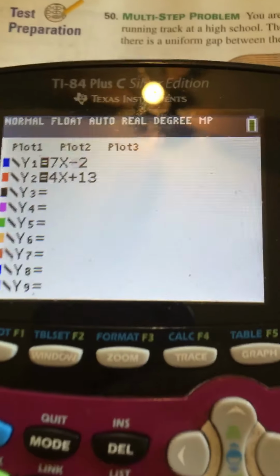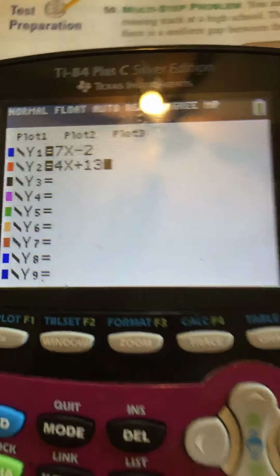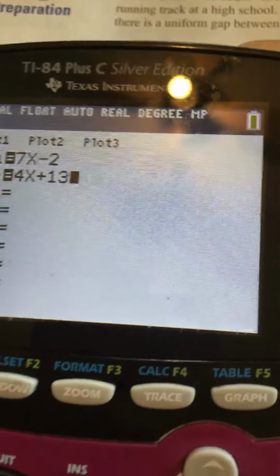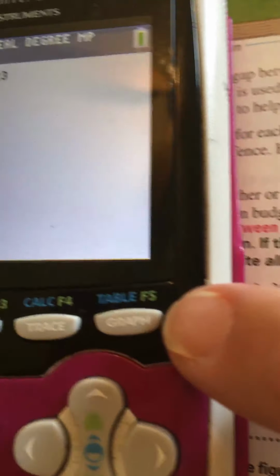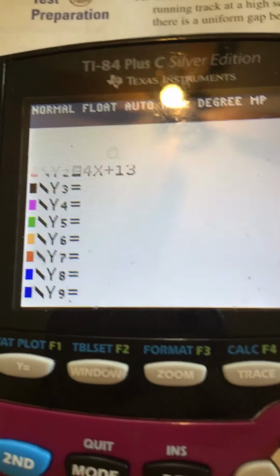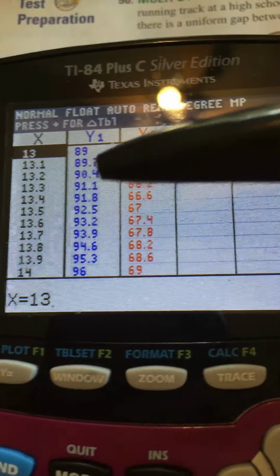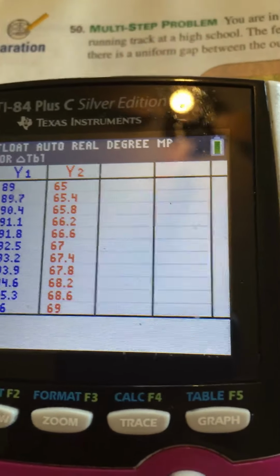Now, my favorite way to do this at this point is to graph it, but that's not what your book's showing you. So I'll show you their way first, and then I'll show you my way. Okay, so what they want you to do is go look at it under table. Table is the second of graph. So I hit second, graph, and here's the table. The answer is going to be where these two columns are equal to each other.